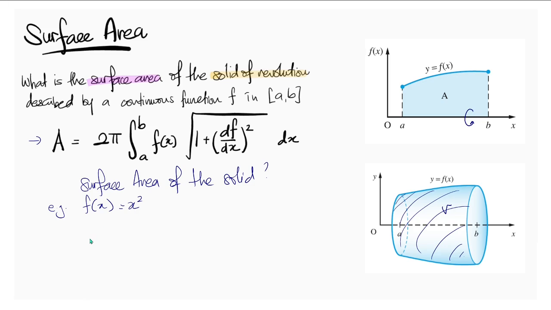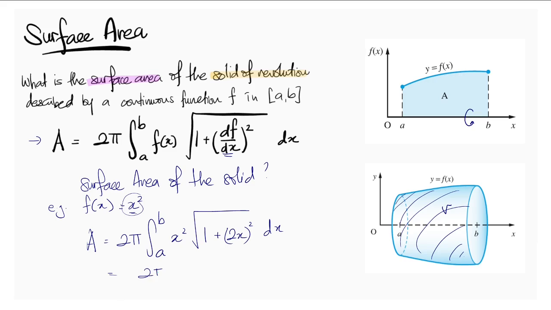In this case you just write down everything. f of x in here is x squared, so x squared here, times the square root of 1 plus, I think we have done it before, x squared differentiated with respect to x gives 2x. This whole thing is squared, dx. Now it's a bit more, I would say, messy. But this is the integral that you need to evaluate.